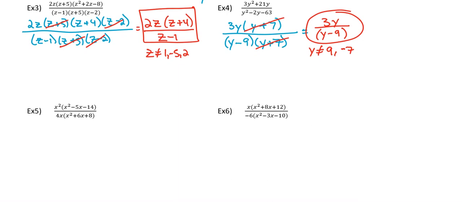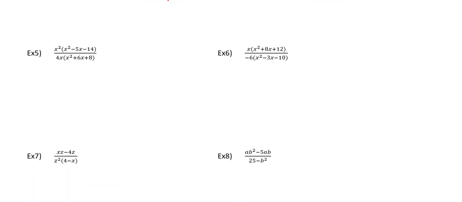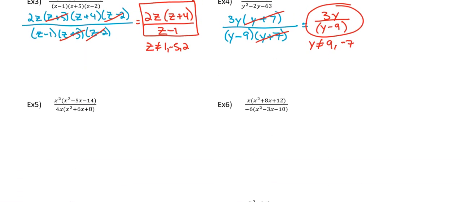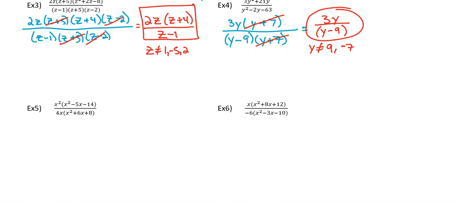Examples 5 and 6 are a little bit different, so I want to go through those, and then we'll go to the multiplication and division. All right, so for the first example here, example 5, actually 5 and 6 aren't too much different. I'll do 5, and then I'll skip to 7 and 8 are the ones that are a little different. For example 5, we'll factor out the top, so we have our x squared, and then we have x minus 7, x plus 2.